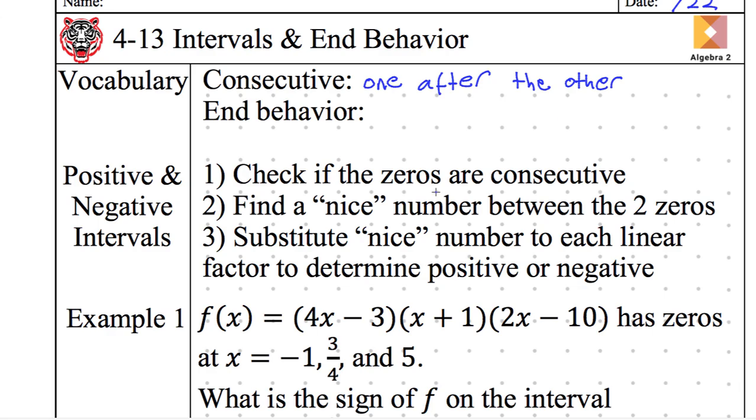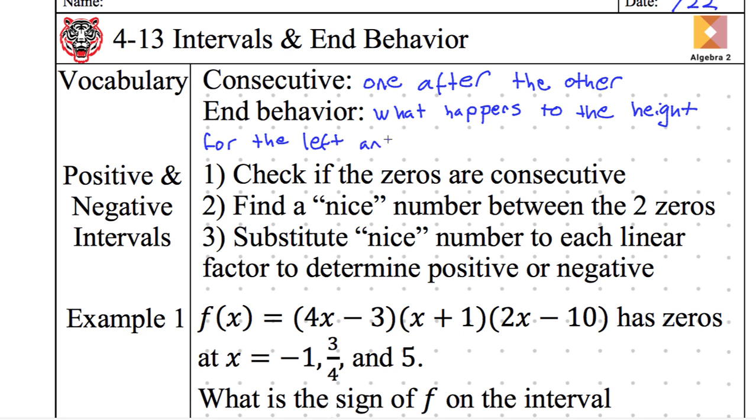All right. End behavior. Let's talk about end behavior. End behavior is at the very extremes of the x-axis. So what happens? It's answering this question: what happens to the height for the left and right parts of the graph?